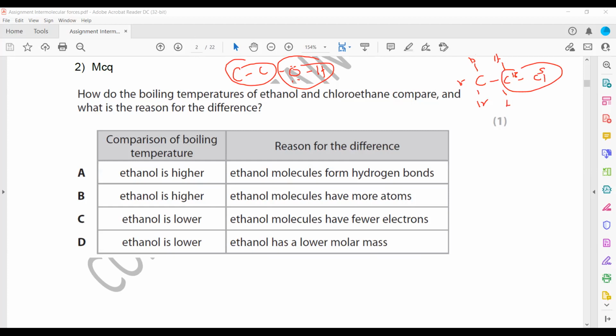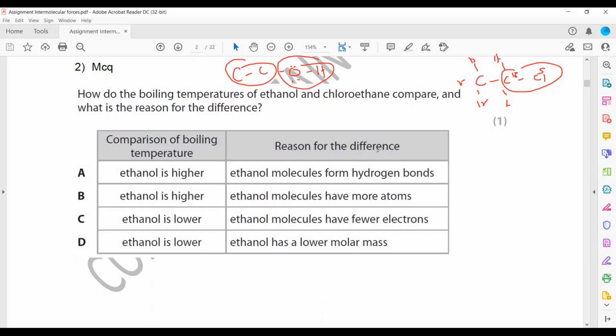So which one? As we know, when we compare intermolecular forces, if the same number of electrons are there in the system, hydrogen bonds are stronger than dipole dipole force, and dipole dipole force is stronger than dipole induced dipole. But as the number of electrons increases, the dipole induced dipole force will also increase. So which one will be higher? Because hydrogen bond is there in ethanol, ethanol will have a higher boiling point.